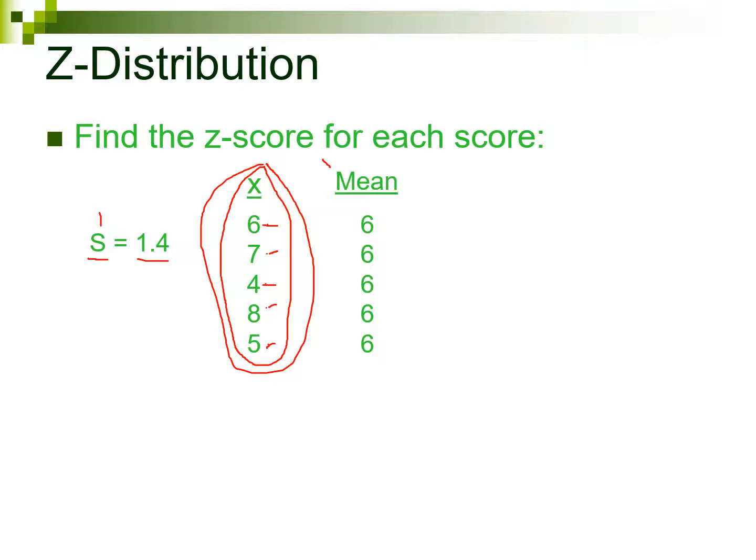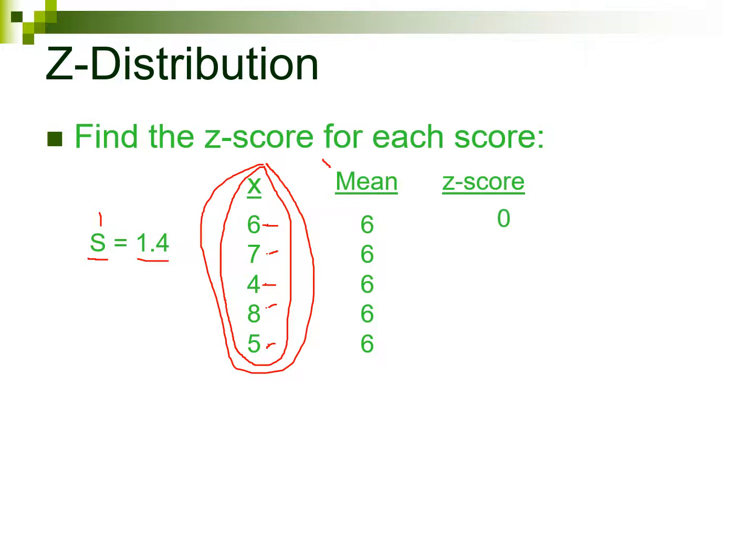We're gonna calculate the z-score of each of those raw scores. We're basically going to transform these raw scores into z-scores. Okay, let's plug this information into our formula. For the first raw score of 6, the formula, remember, is the raw score minus the mean divided by the standard deviation. So 6 minus 6 is going to give us 0.